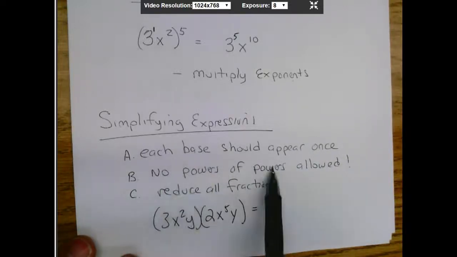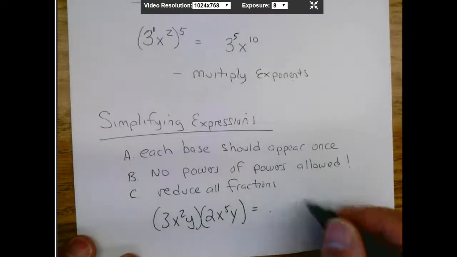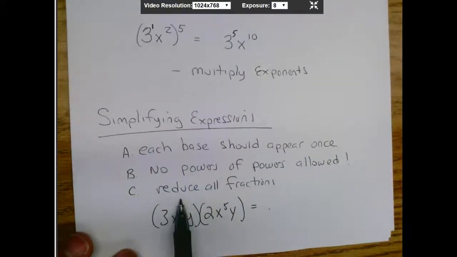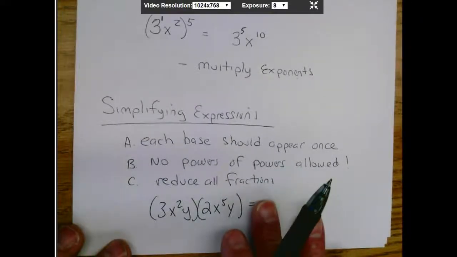No powers of powers allowed. Okay, so we're not going to have like an x squared and then outside of that another power. Okay. And then also, if we have fractions, we're going to reduce all fractions. So let's kind of see what this will look like. We'll do a few examples here in a minute.